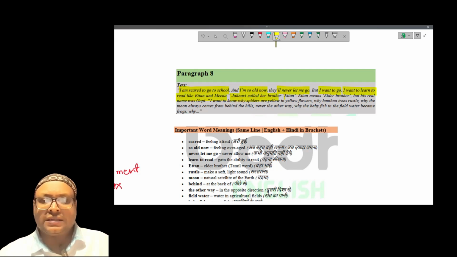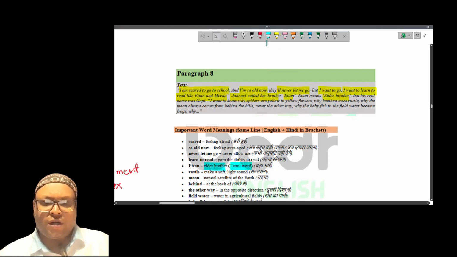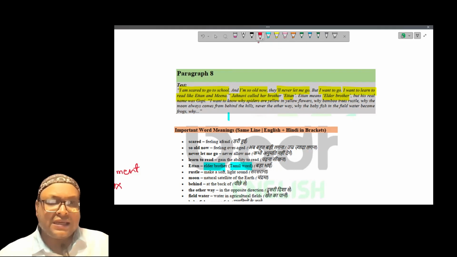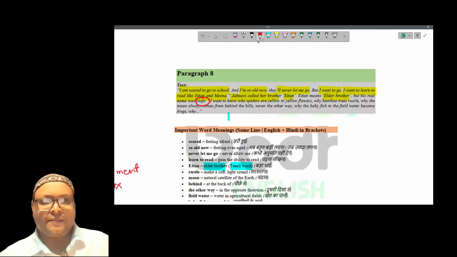Jahnavi called her brother Etan. Etan means elder brother. Look at here. It's a Tamil word where Etan means elder brother. But his real name was what? Gopi. His real name was Gopi.